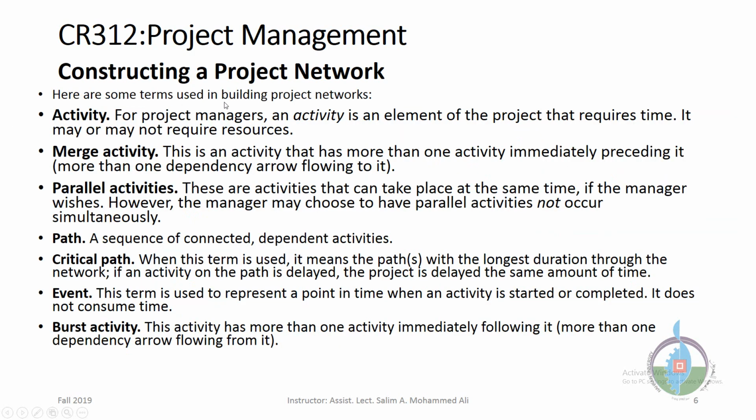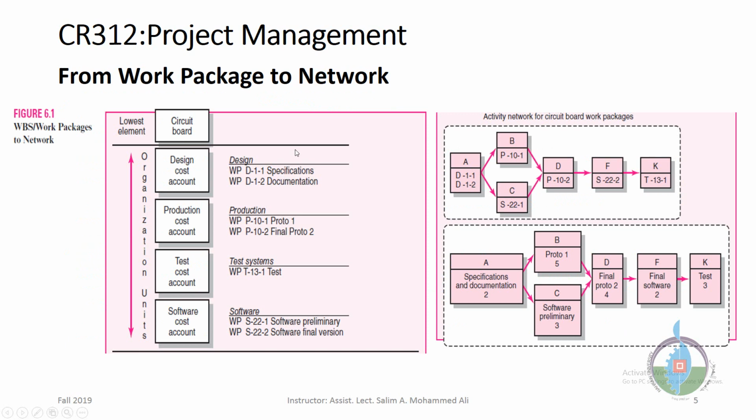Here are some terms used in building project networks. Activity. For project managers, an activity is an element of a project that requires time. It may or may not require resources. Okay, A is considered to be an activity, B also another activity, C another activity, D, E, F, and K, they are all activities.